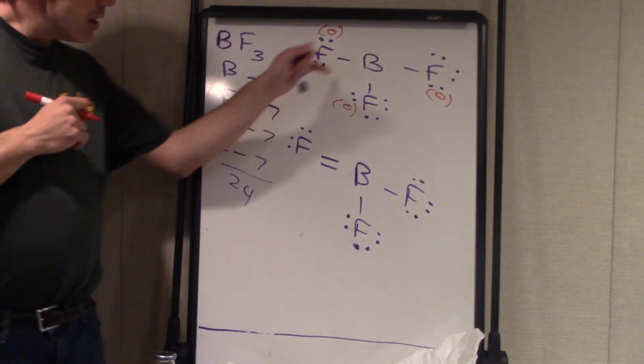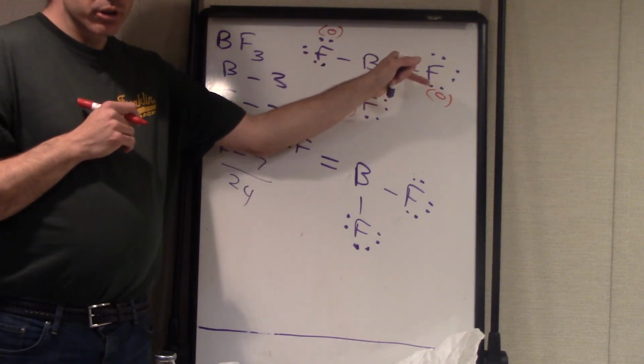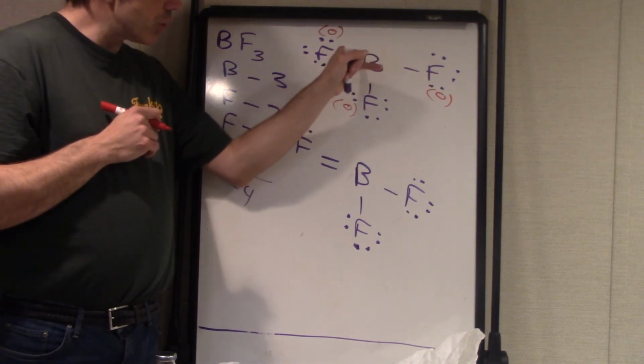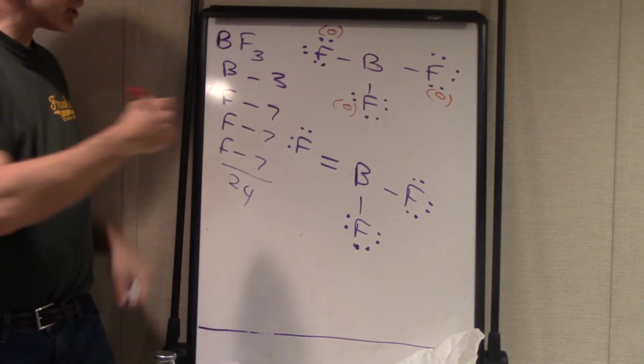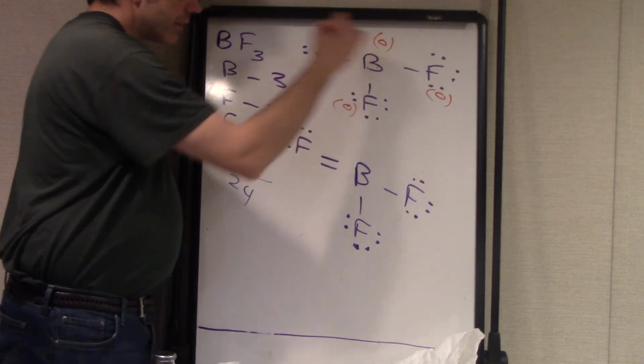The boron, 1, 2, 3, no lone pairs, but it gets 1 from each of the bonds. 1, 2, 3, that matches the valence electrons. That's 0.